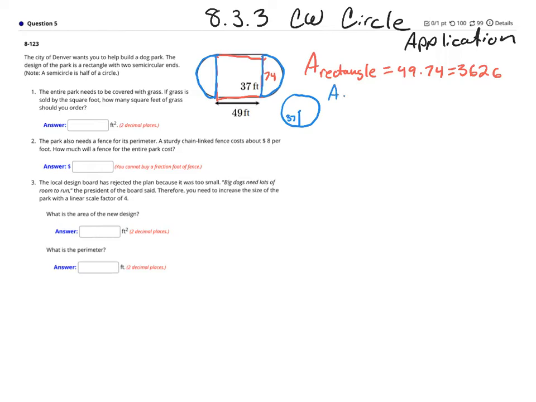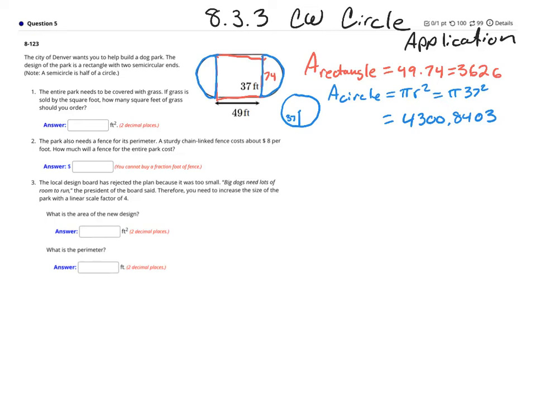To find the area of a circle, we just do pi times radius squared, which is equal to pi times 37 squared. And if you multiply those two together, you're going to end up with 4,300.8403. And you should always go at least 4 decimal places until the very end.